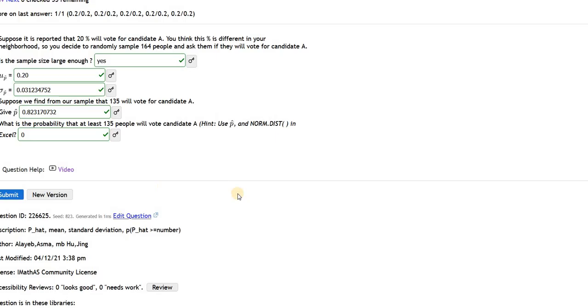And as you can see, all of the answers are right. So if you did get 0, that's totally okay, because it does make sense. The probability is very low. And out of 164, that is more than 50% of the voters. So the majority of the people you chose from your neighborhood voting for candidate A, the probability is 0.